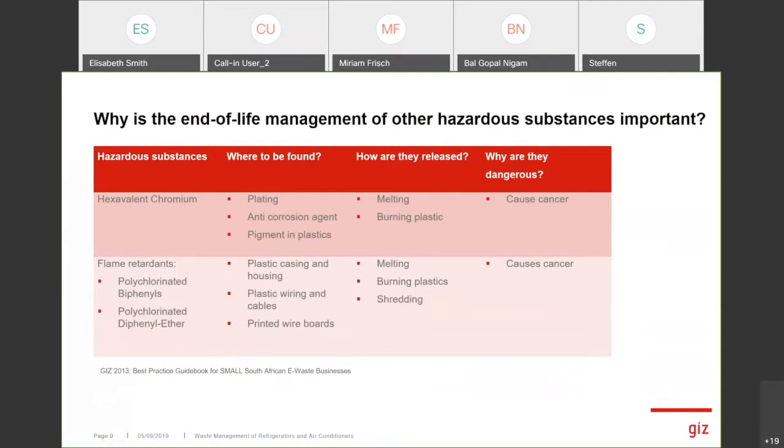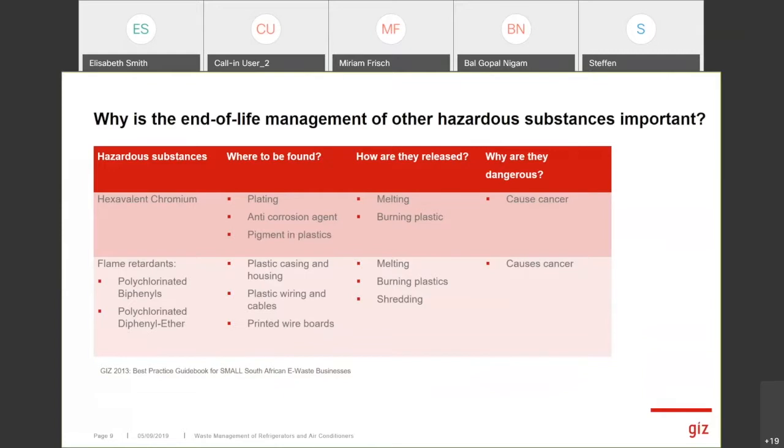And the next hazardous substance is hexavalent chromium. It is found in plating, anti-corrosion agents, and pigment in plastics, and is released by melting and burning the plastic. It is dangerous because it can cause cancer, and only 0.6 gram of this substance swallowed by a human is deadly.